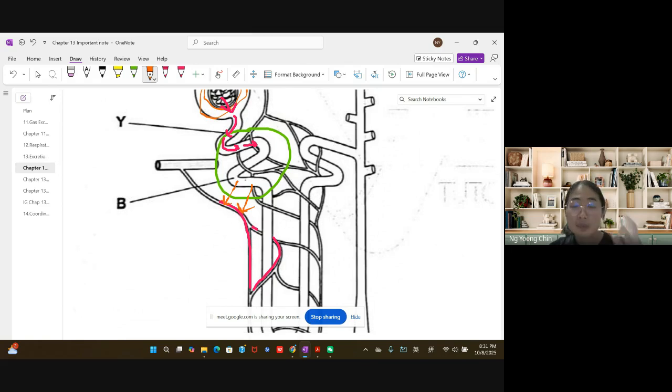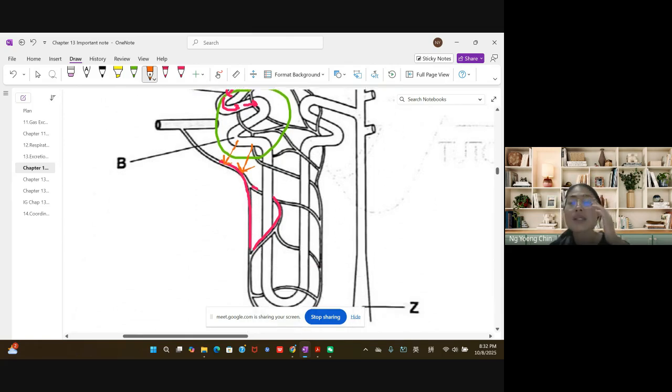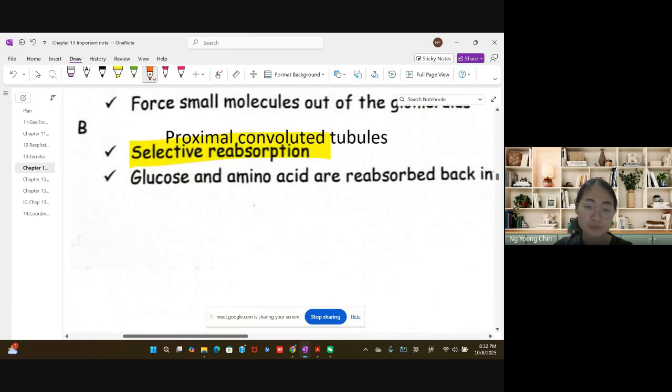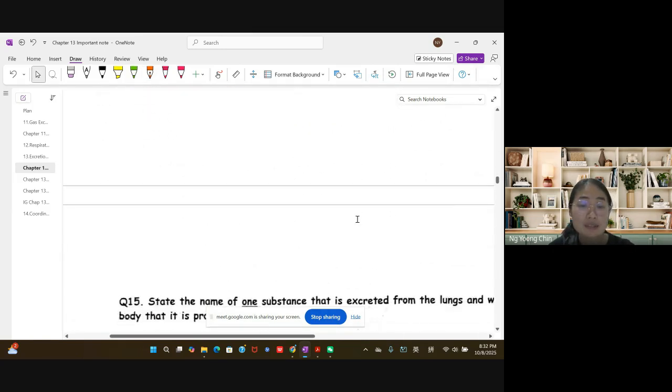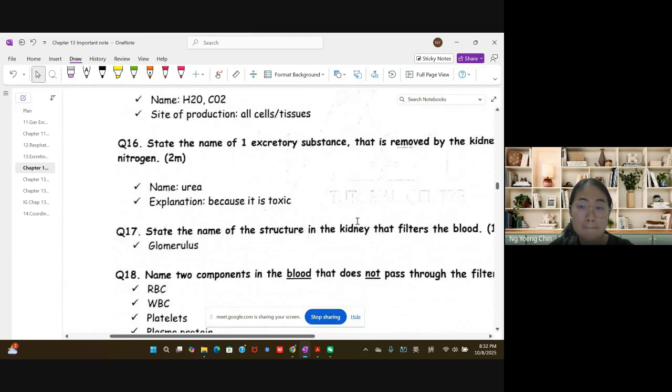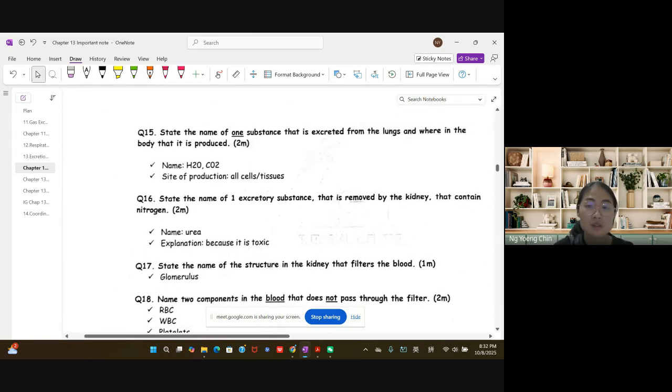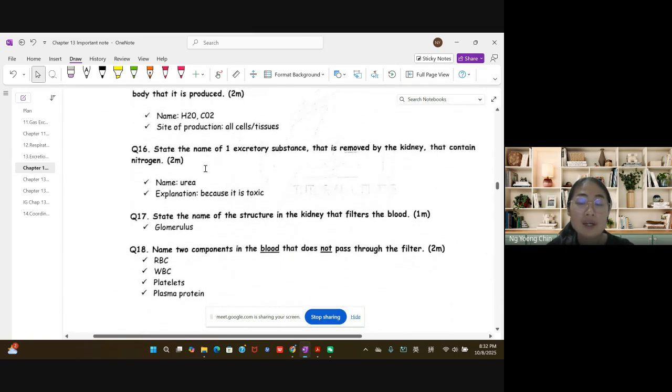So at this proximal convoluted tubule, what kind of substance will be reabsorbed? Which is the glucose and the amino acid. Usually it's these two things. Glucose is about 100% reabsorbed back into your blood capillary. So what kind of excreted substance is removed by the kidney? It contains nitrogen, so it's urea.